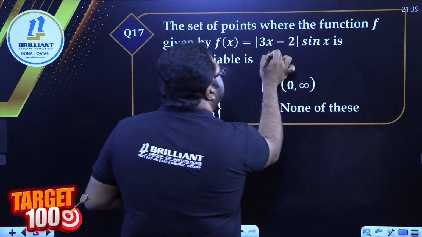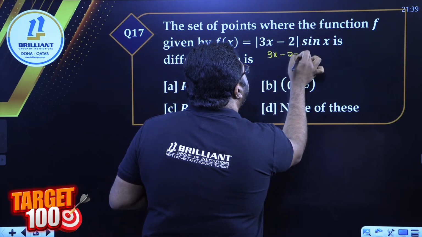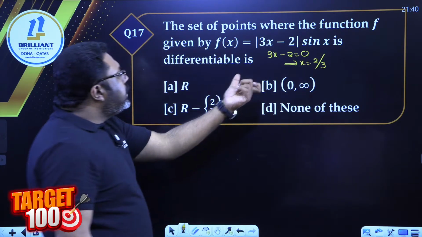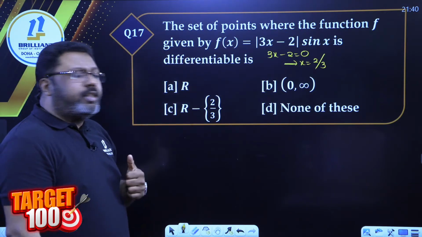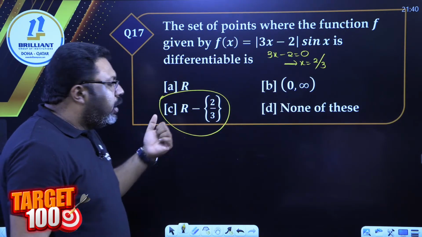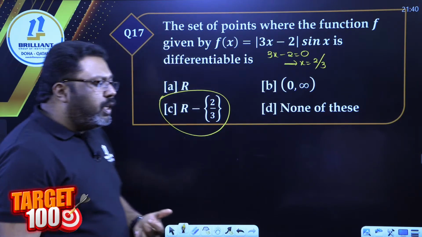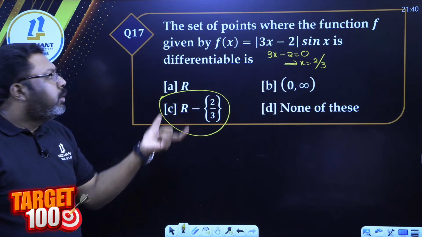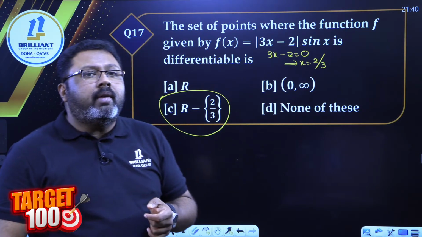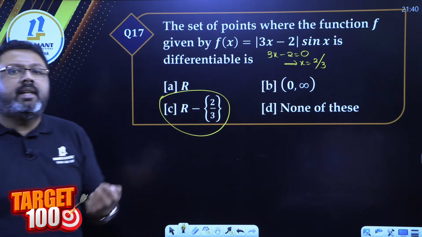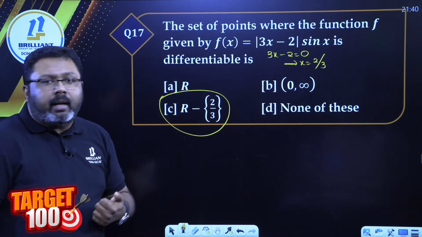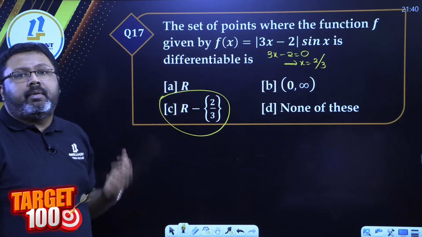Let's not waste time. What is the value of x which makes it 0? x is equal to 2 by 3. So what is the domain so that this becomes differentiable? R minus 2 by 3. Again, right answer, option C. Right answer, all of you. Learn it, because this type of pattern is seen in NCERT Exemplar, and they do have a habit of asking a few questions from NCERT Exemplar. The same pattern, not the same question maybe, but the same pattern. So learn it. It's a very, very simple form to learn.